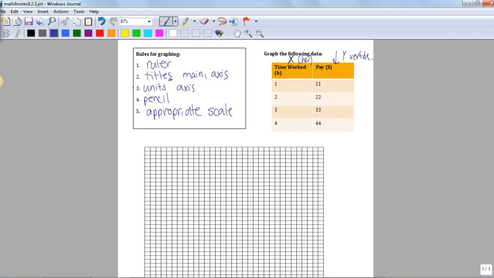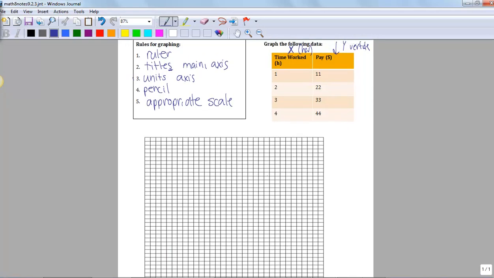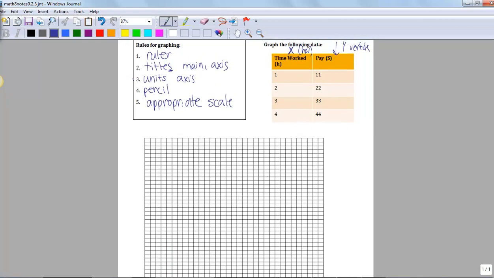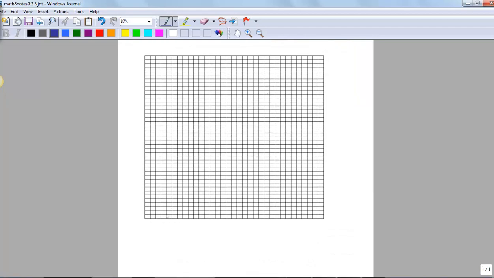Now, the hardest part, I think, is trying to figure out this appropriate scale thing. So you want to use as much of that graph as possible. So along the X, I need to get to 4. I need to go up by 4s. So we got a lot of room here. So let's make 1, 2, 3, 4, 5, 6, 7, 8, 9, 10. Let's make that 1. We'll see if that fits. 1, 2, 4, 5, 6, 7, 8, 9, 10. Uh-oh. Don't think it'll fit.